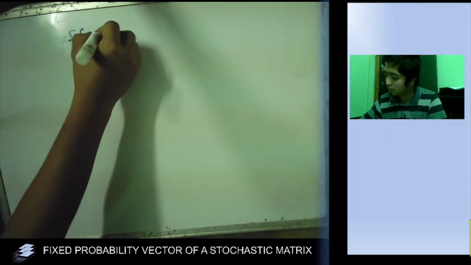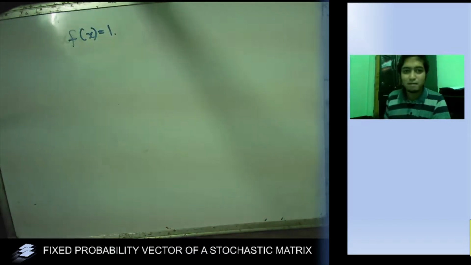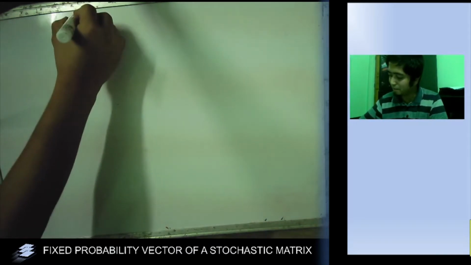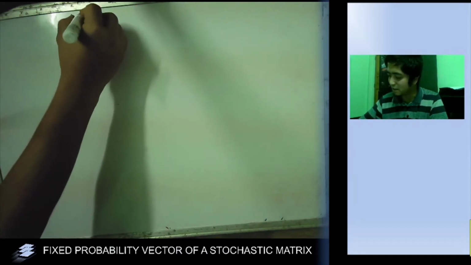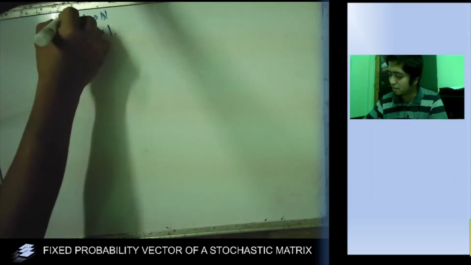Hello, so today we will be discussing a fixed probability vector of a stochastic matrix. You must know that fixed points are very important properties, one of the important things that we study in mathematics. Whenever we are talking about fixed points, you will need functions. For example, if I give you f(x) equal to 1, let us make it simple, from natural numbers to natural numbers.